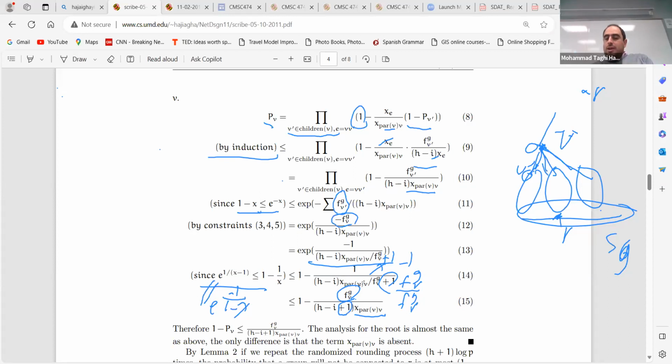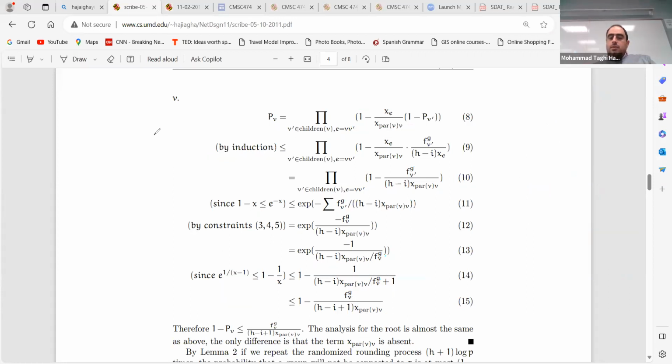So essentially I have the plus 1 here. This plus 1 turns into this plus 1. And here I'm using the fact that f is less than x. So I get this one. So what do I get? So here I get this one. So this is the P of V. Now this is the probability that it is not connected. The probability that it is connected would be at least this one, which essentially got canceled. It becomes f of g over this.